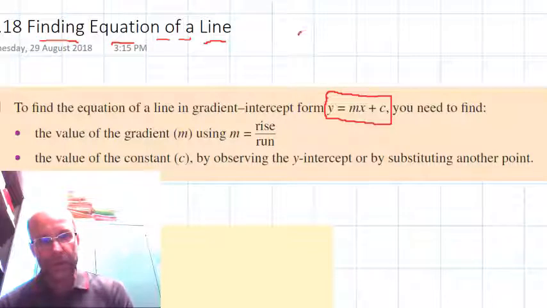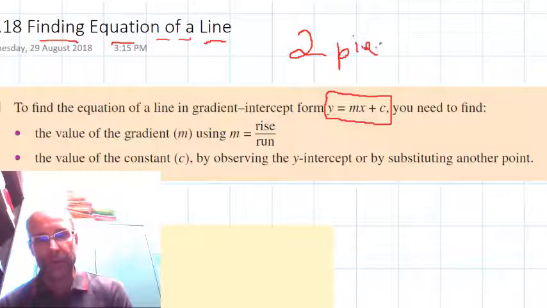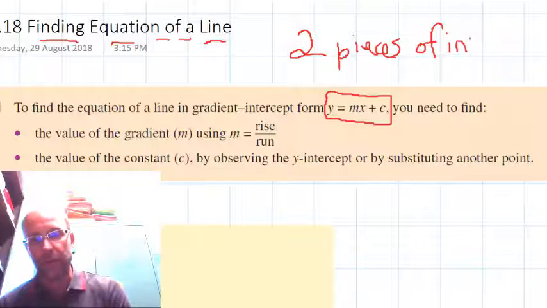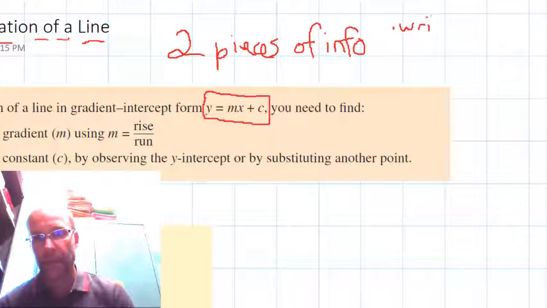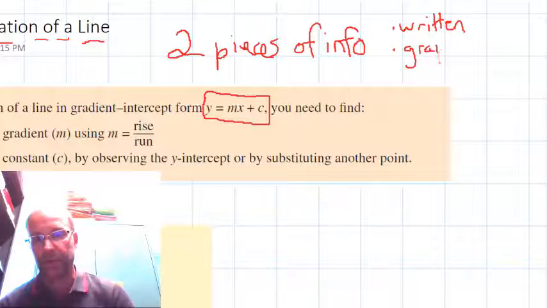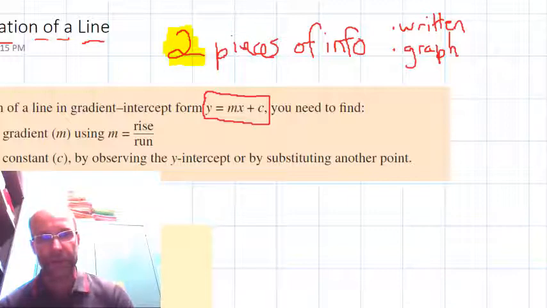So previously you might have seen me put in two bits of information. If we have the right two pieces of information, we can come up with the equation of a straight line. The information we're given can either be written, or it can be in the form of a graph, visual. You need to be able to deal with both of those. But the important thing is that it's two pieces of information. So remember that. Have you got two pieces of information?